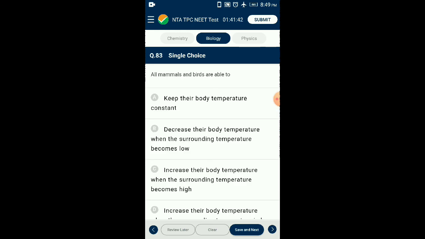Question number 83. All mammals and birds are able to... All mammals and birds are homeotherms. That means warm blooded animals. Always they maintain constant body temperature. So the answer for this question is option A, keep their body temperature constant.